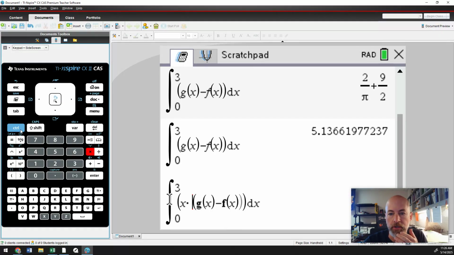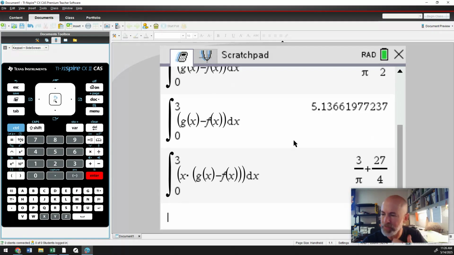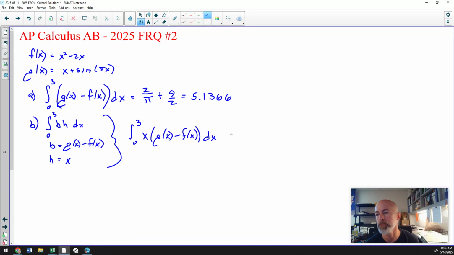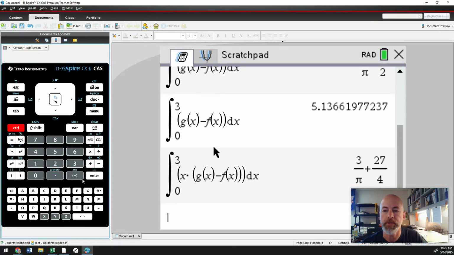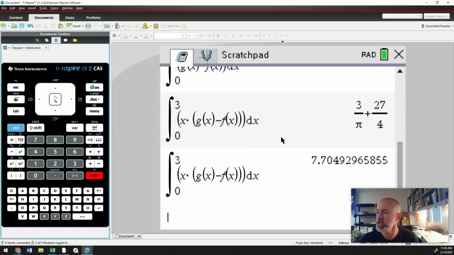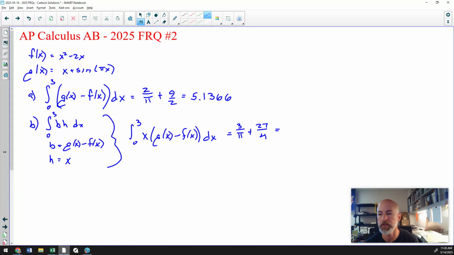That looks good. Control, enter, that's not bad. 3 over pi plus 27 over 4. Or you can present that as the decimal answer, which would be 7.7049.